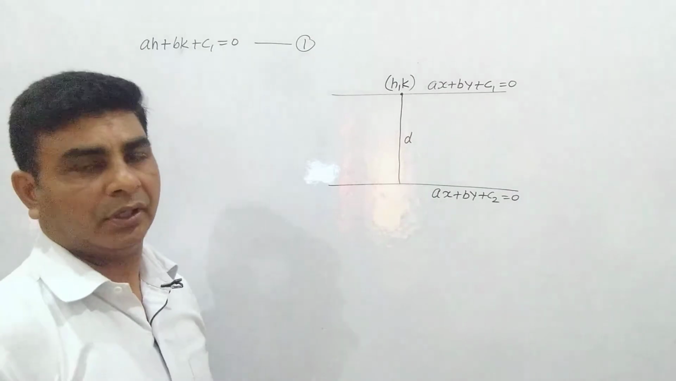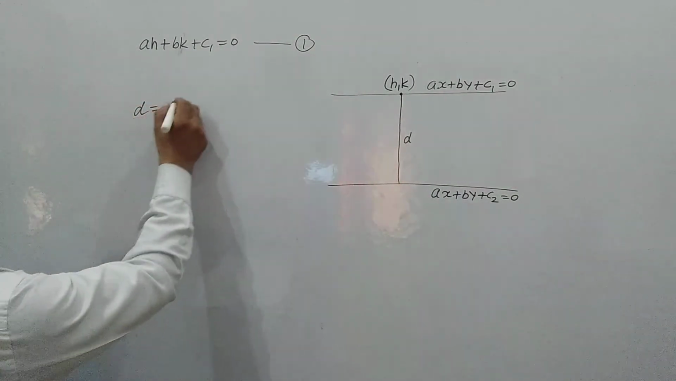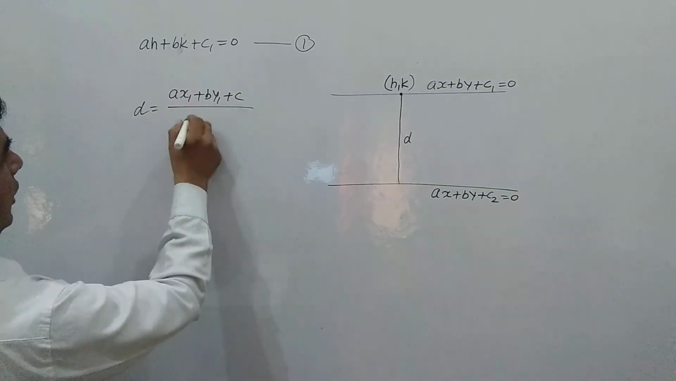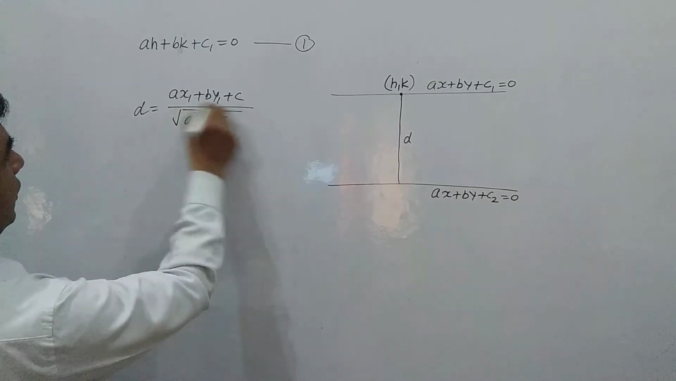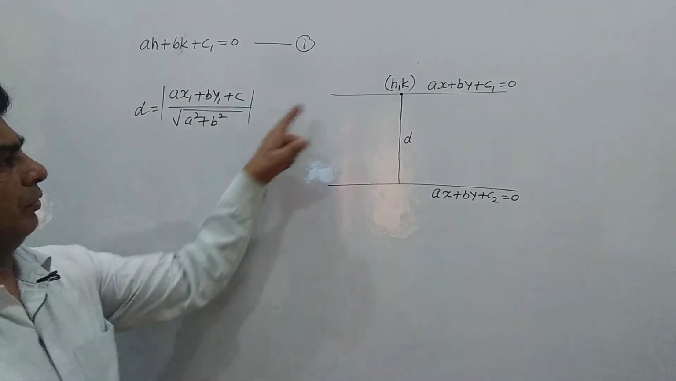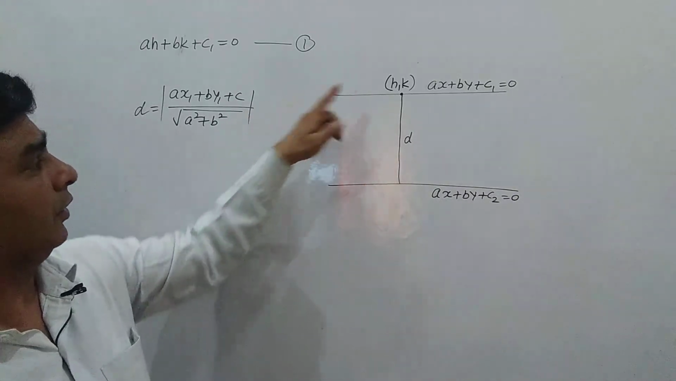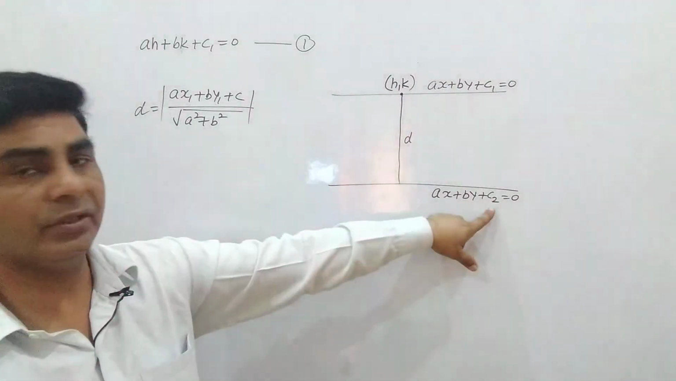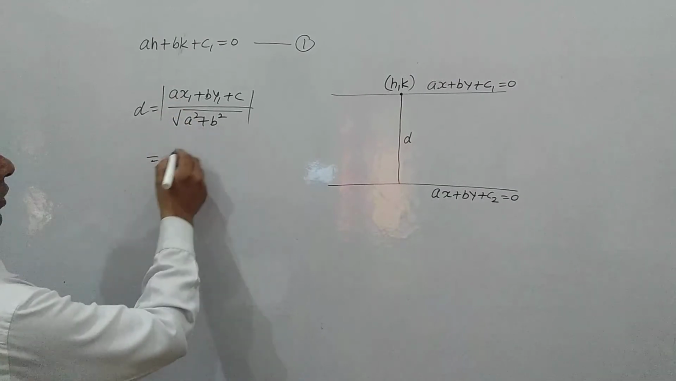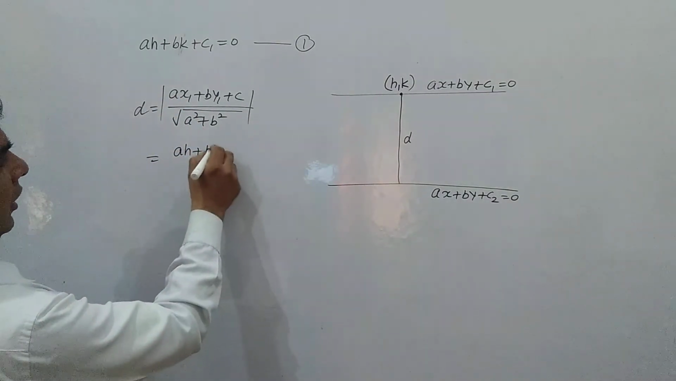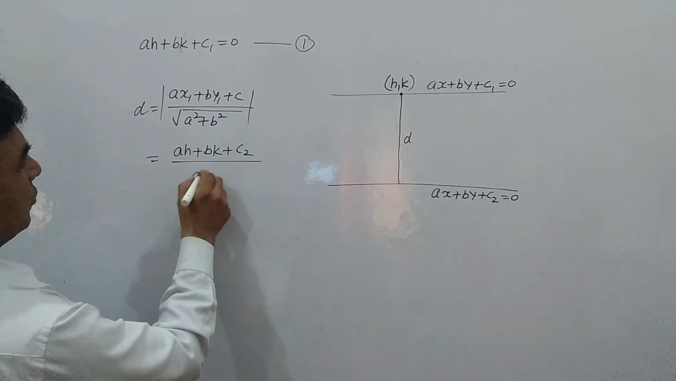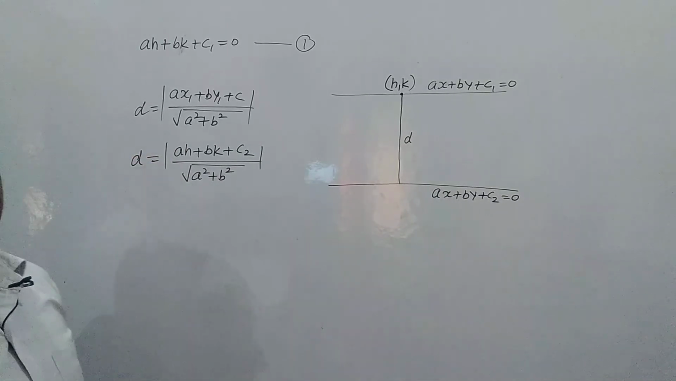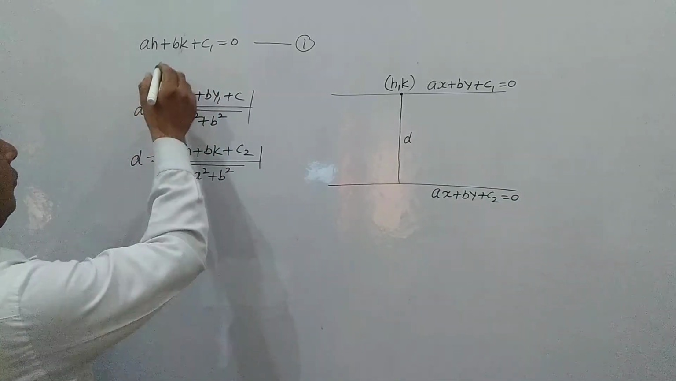पॉइंट और लाइन के बीच की डिस्टेंस निकाल सकते हैं, and that is given by the formula ax1 plus by1 plus c over the square root of a square plus b square. This is the general formula to find the distance between a point and a line. Here x1 is h, y1 is k, and a remains a, b remains b, and c remains c2. So this is given by ah plus bk plus c2 over the square root of a square plus b square, with modulus also.